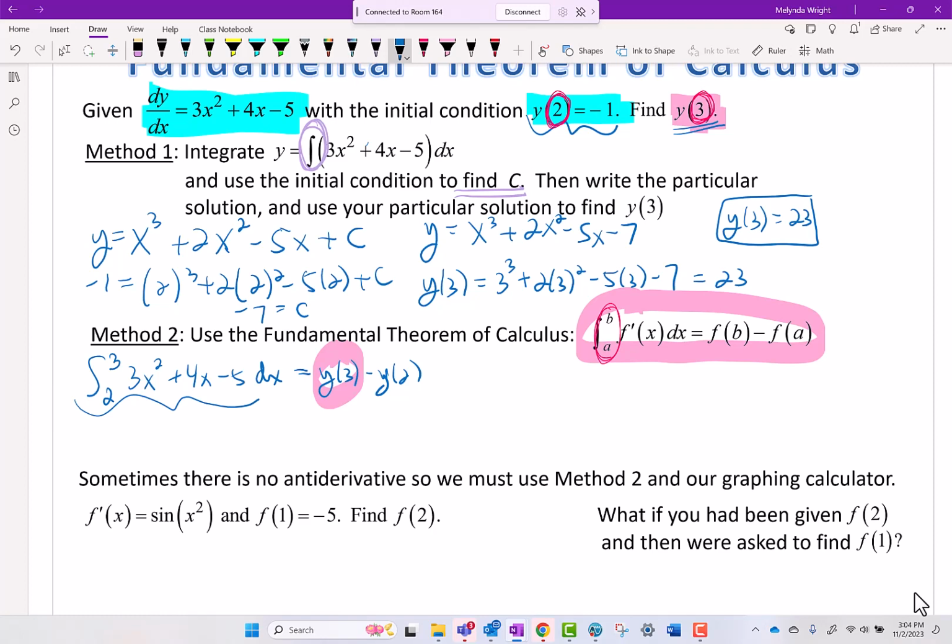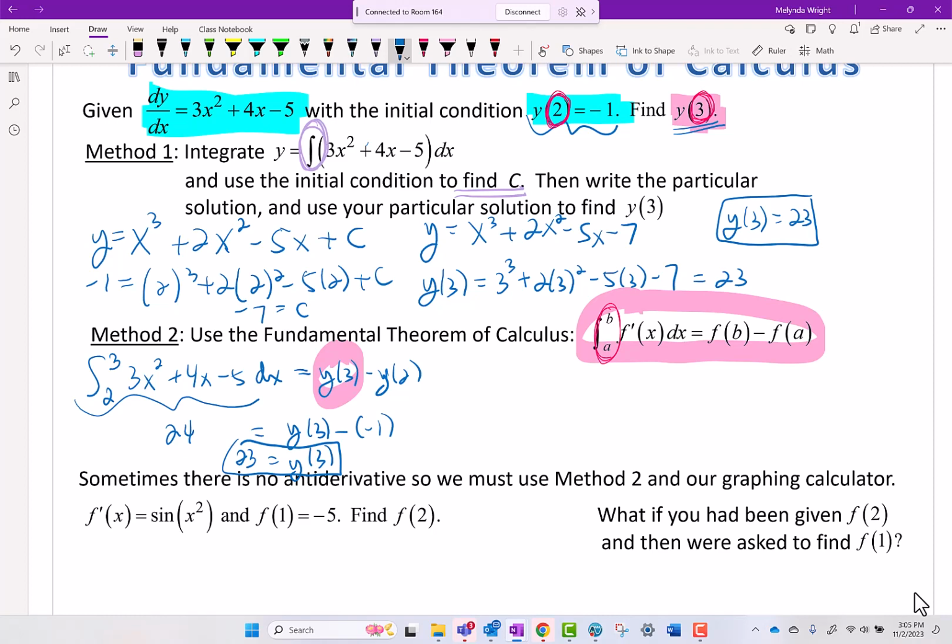Then we got 24. You get 24 when you do that. Equals y of 3 minus y of 2, and y of 2 they already gave us. That's negative 1. So we actually just substitute that in. And then we solve for y of 3. So y of 3 is 23. Not a surprise that it's exactly the same thing as we got using the first method.